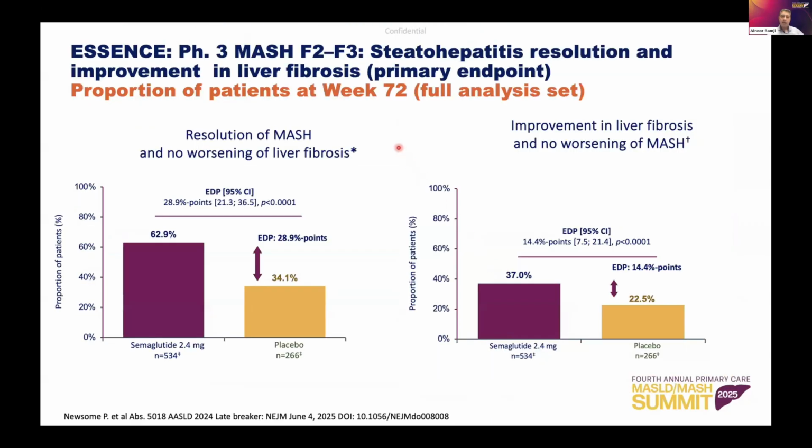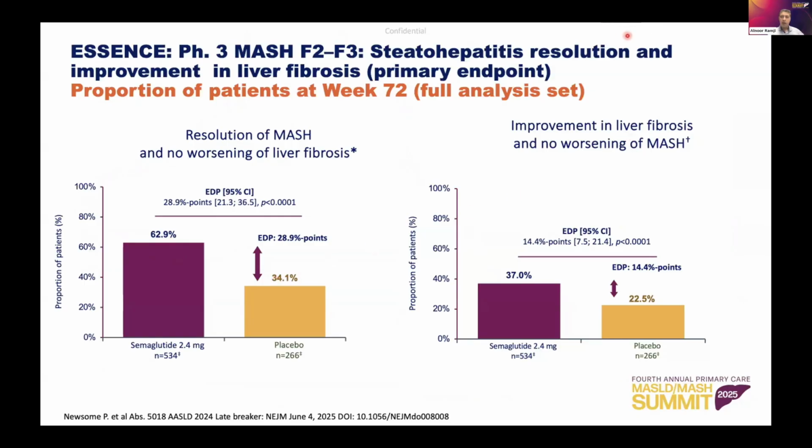So what is the bottom line data? This is only for patients with stage 2, stage 3 fibrosis. This is the week 72 data. First is the resolution of MASH with no worsening of liver fibrosis, y-axis, number of persons responding, and on the x-axis, semaglutide at 62.9% versus placebo at 34%.